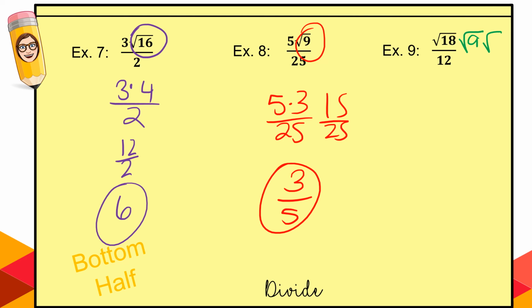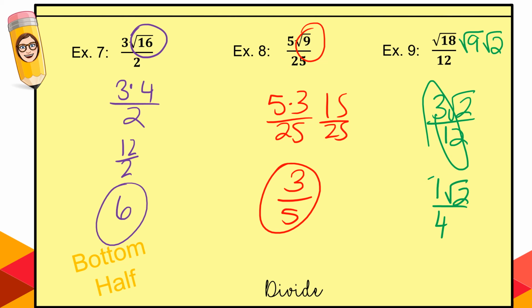I can break that 18 down to square root of 9, square root of 2. See my previous videos about reducing radicals if you need. Square root of 9 is 3. That 12, I didn't do anything with it yet. I have a fraction out front. That reduces down to 1/4, and the square root of 2, still bad.